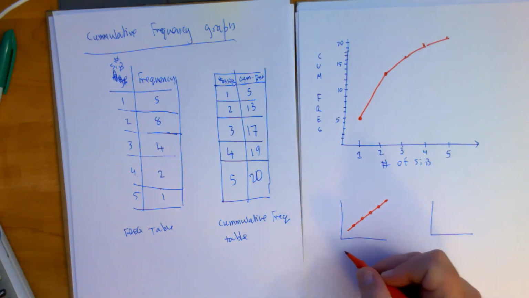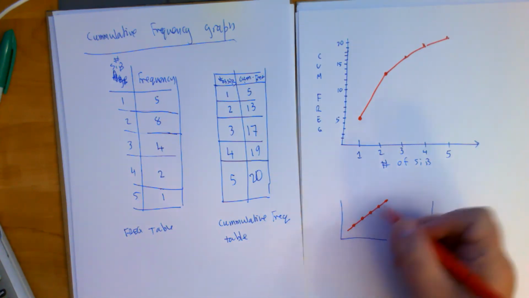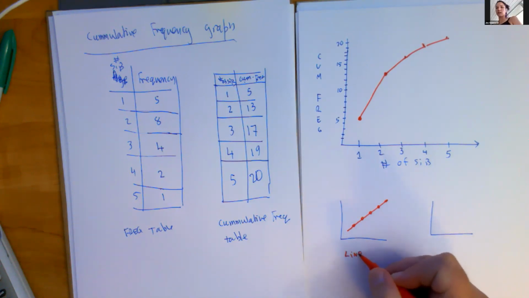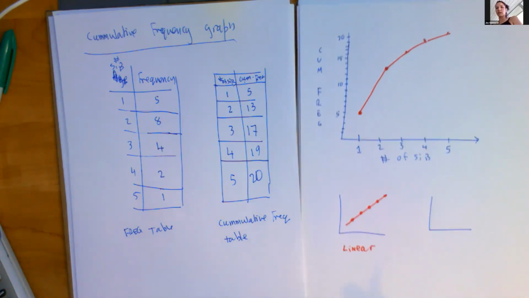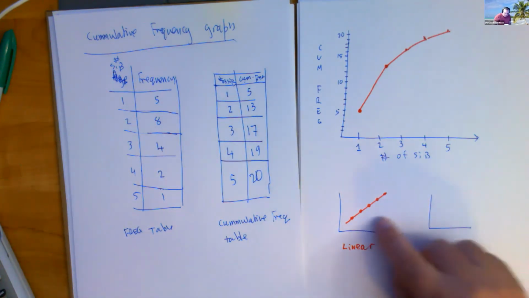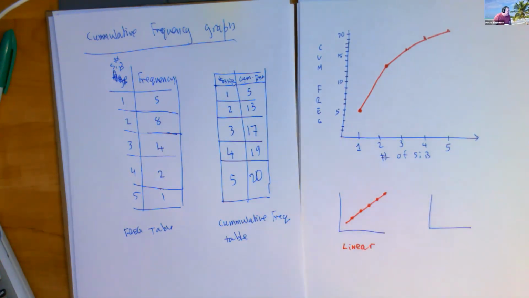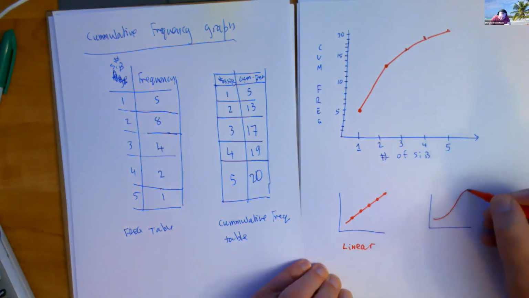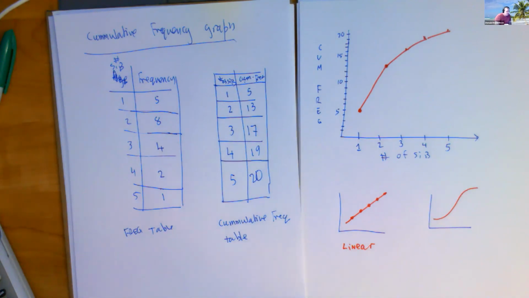Would that mean that line is positive, like it's going? Oh, yeah, it is positive. You're right. My question wasn't clear. What I was looking for is it's linear, right? So you would say this cumulative frequency table was linear. There's a lot of frequency tables that look like that.